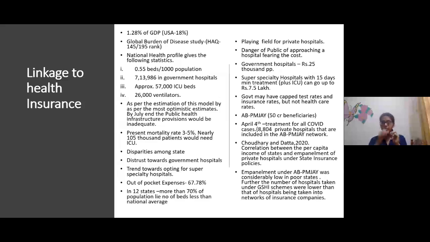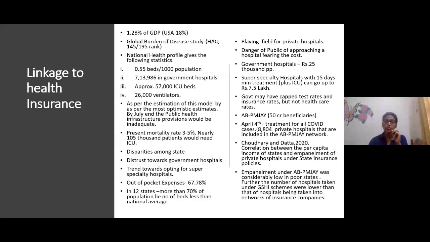And there's also a trend among people who live in Tier 1 cities and metro cities. They have a distrust towards government hospitals. So they prefer to spend out of their pockets. In fact, 67.78% of our population have out-of-pocket expenses. That is a huge amount. So that means either the public hospitals are coming out of the coverage of our public hospitals, or people are tending to move towards private hospitals for their health concerns. So here we have a playing field for private hospitals.